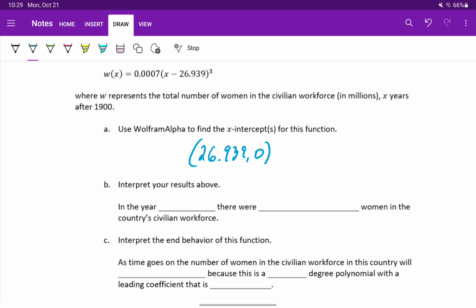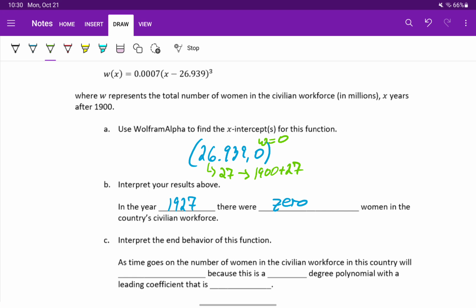This means that in the year 1927, we get that from approximating our x-coordinate to be about 27. x represents years after 1900, so 1900 plus 27 puts us in the year 1927. There were 0 women in the country's civilian workforce. We get that from our y-coordinate, which in this case is W equals 0. So our x-coordinate occurs whenever our y value is 0.